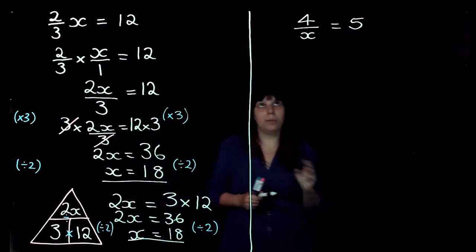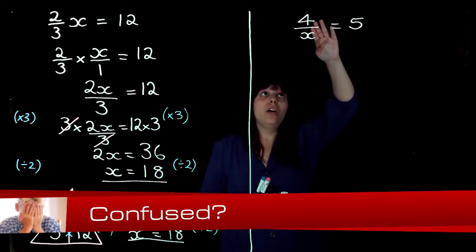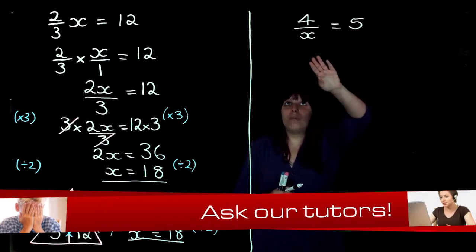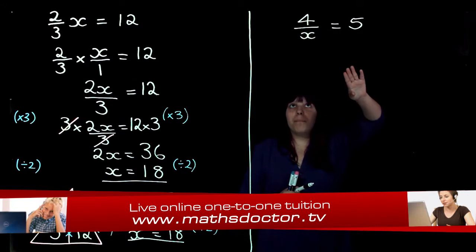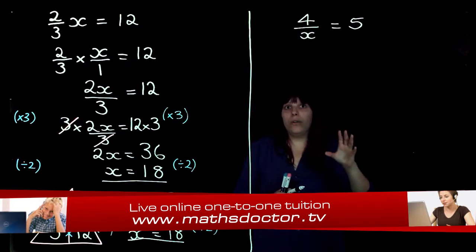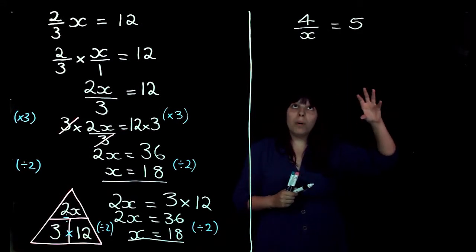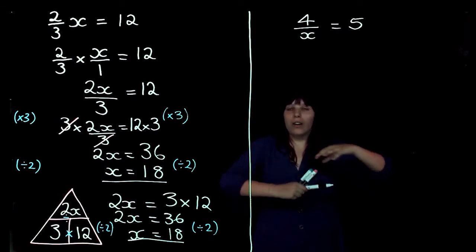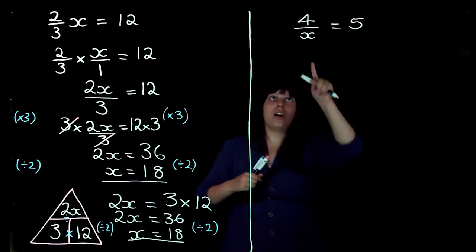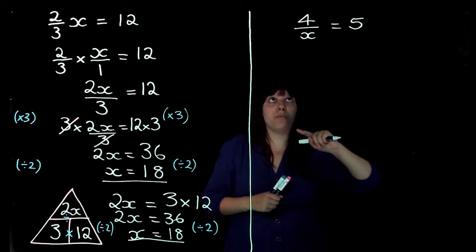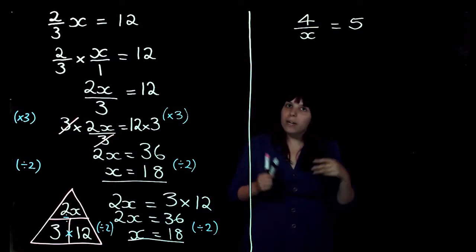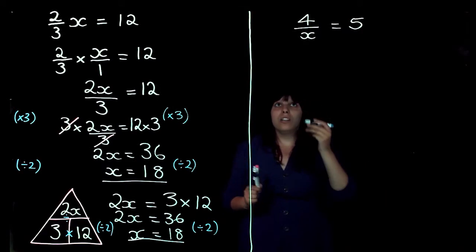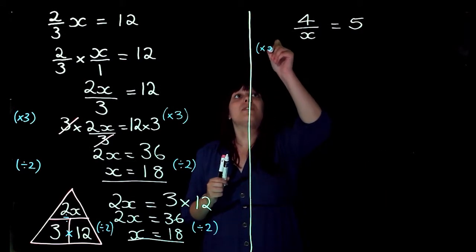Now, if I look at this example, it's slightly different because we have an x on the bottom. So that means that I need to get my x on the top before I can work it out in any way. So if I'm going to solve this algebraically, I'm currently dividing by x. How do I get rid of divide by x? Times by x. So times both sides by x.